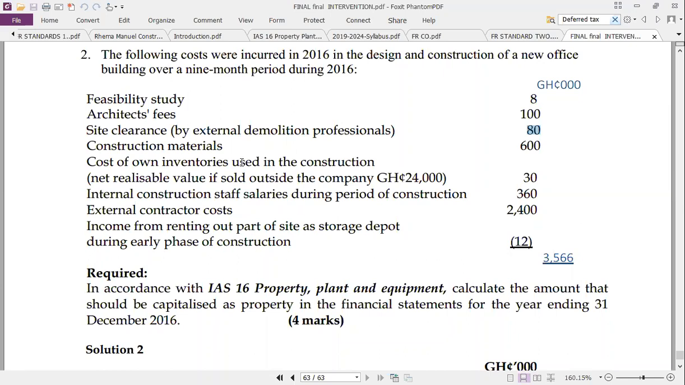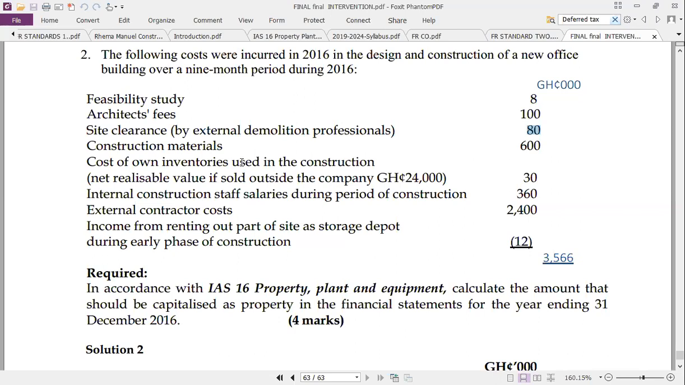Now, internal construction staff salary during the period of construction will be part. Our own workers devoted their time to construct this building for us, so it must be part. That's a past question. Internal construction staff cost during the period of use, sorry, during construction, should be part.